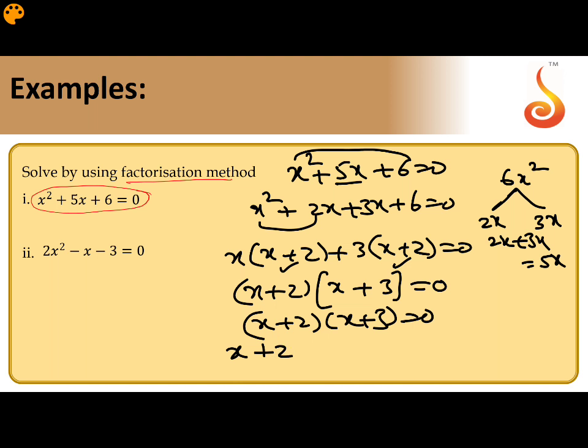Now x plus 2 equal to 0 or x plus 3 equal to 0. Now x plus 2 equal to 0 means value of x is minus 2. Here x equal to minus 3. So therefore minus 2 and minus 3 are roots of the first equation. I hope everyone understands. So let us take the second example.